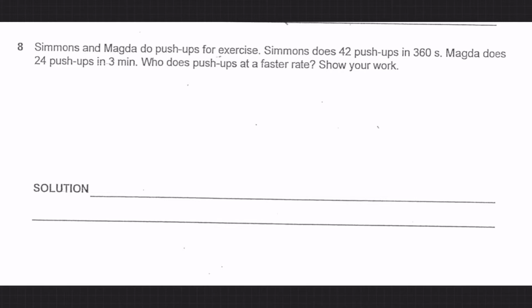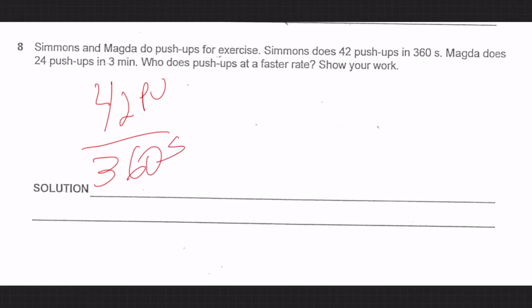We'll do a little fraction here. Simmons does 42 push-ups in 360 seconds. We want to figure out how many seconds it takes Simmons to do one push-up. So let's do a little equivalent fraction over here. And we want these push-ups right here to be one push-up. What we want to figure out is how many seconds that takes. So let's put a little question mark there.